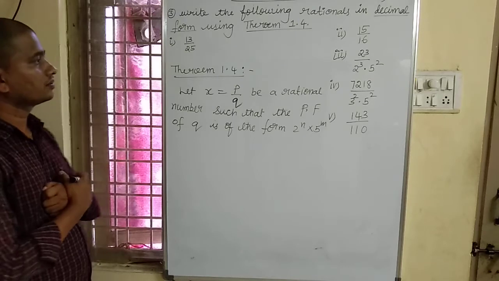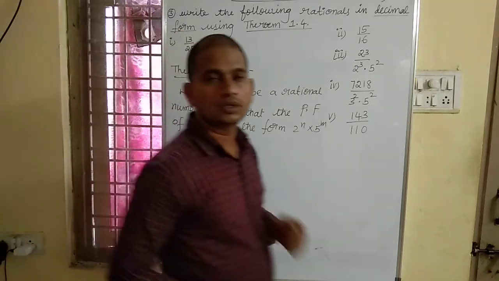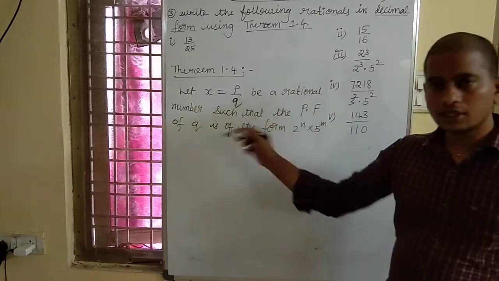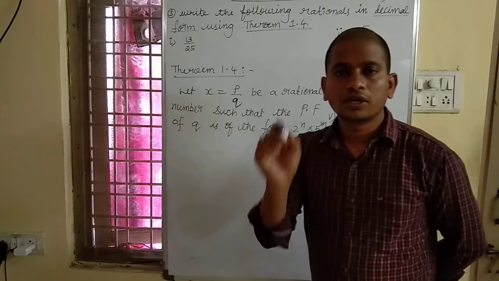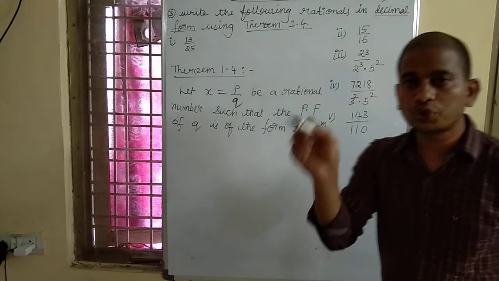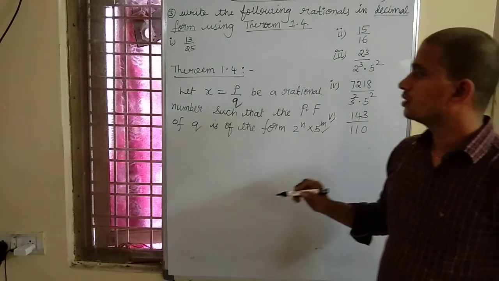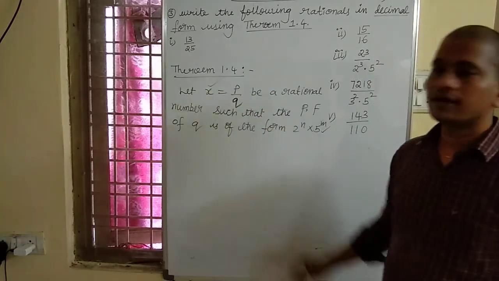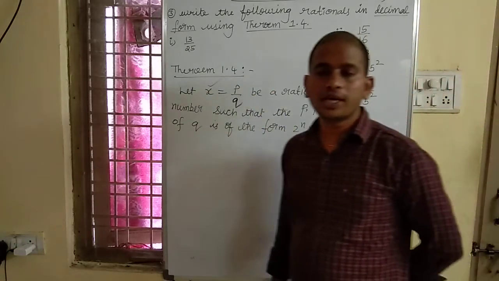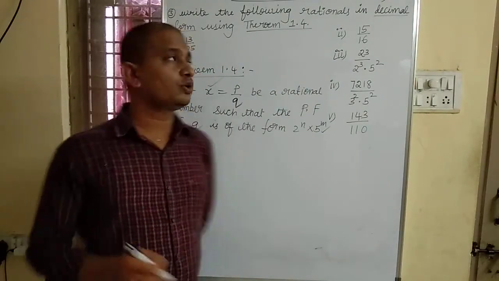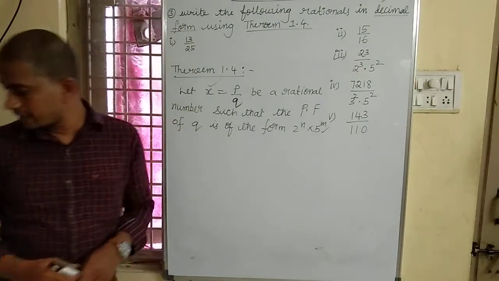Got my point? What is theorem 1.4? Let x equal to p by q be a rational number such that the denominator, that is q, is in the form of 2 power n into 5 power m. Then we say that x is a terminating decimal. So we have to use theorem 1.4 while doing the third question, right?